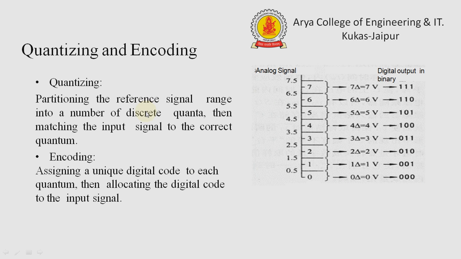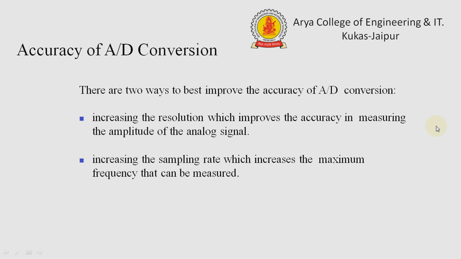So this is the quantizing and encoding process. In quantization, we partition the reference signal range into a number of discrete quanta, and then match the input signal to the correct quantum with a mathematical value. And in encoding, these quanta or these mathematical values of the signal are assigned a unique digital code for each quantum. So the input signal is now encoded into a digital coded signal.